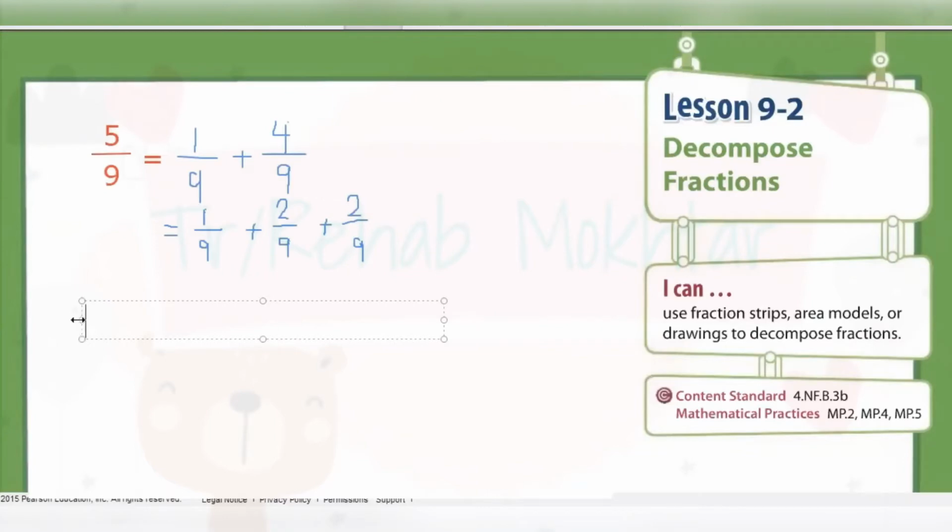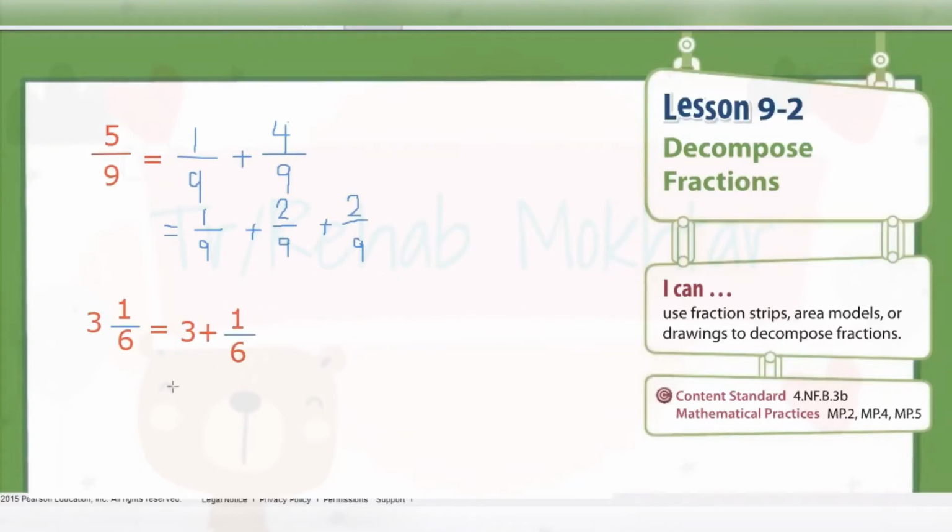If I have another number like 3 and 1 out of 6, this number is called a mixed number. Why, teacher? We have 3 as a whole number and we have 1 out of 6 as a fraction. When we join the whole number and the fraction, this is called a mixed number. So I can write the mixed number as 3 plus the fraction 1 out of 6.